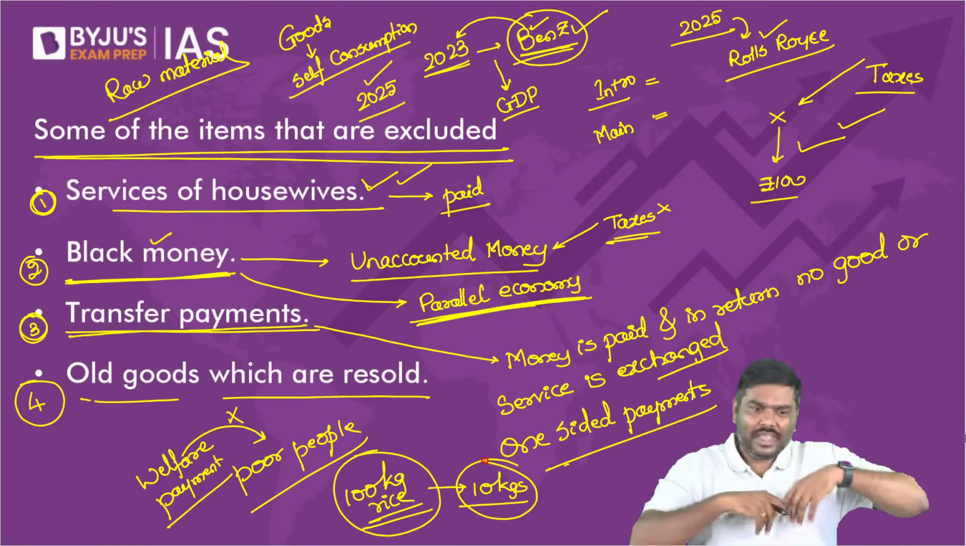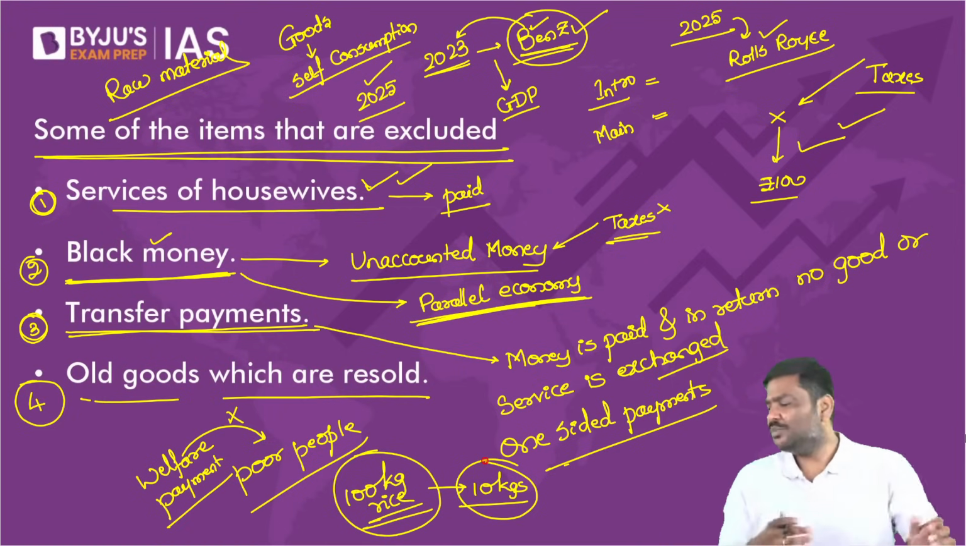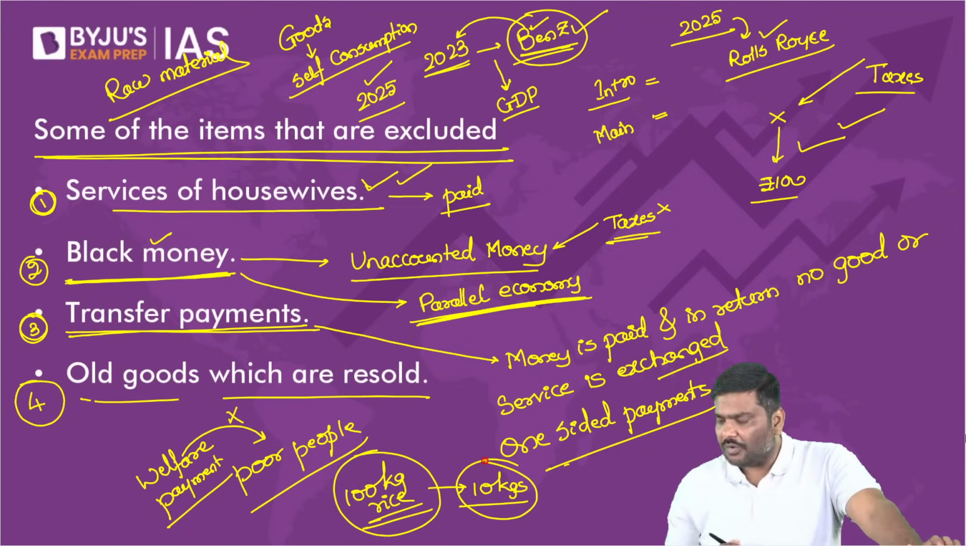So there are various exceptions, right? Exceptions whenever GDP has to be calculated. Can we go forward here?